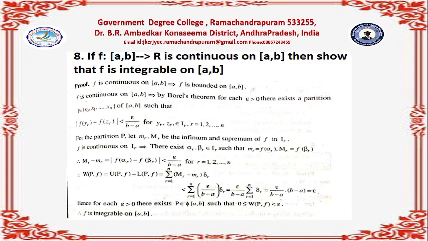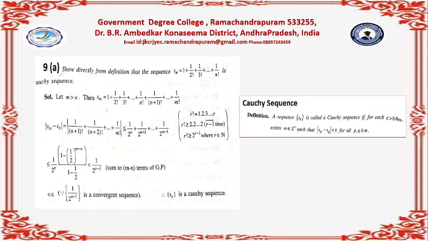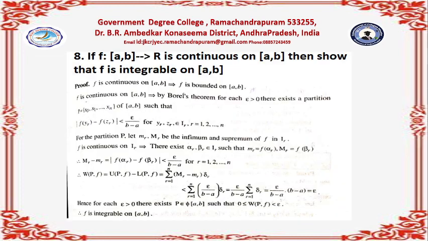Om Sri Sarada. Now another question. If f is a function from closed interval AB to R and is continuous on AB, then you are asked to show that f is integrable on AB. So what is f? f is continuous on closed interval AB. So that means automatically f is bounded on closed interval AB.